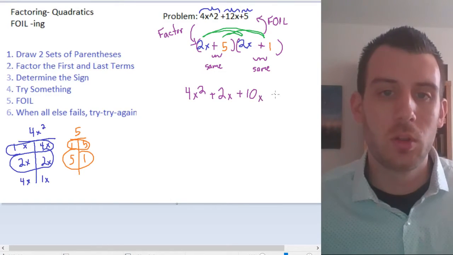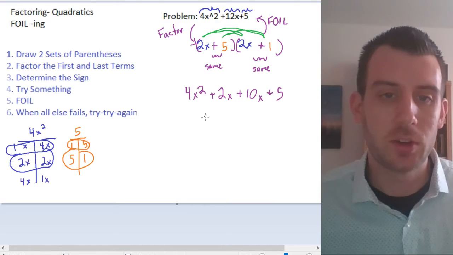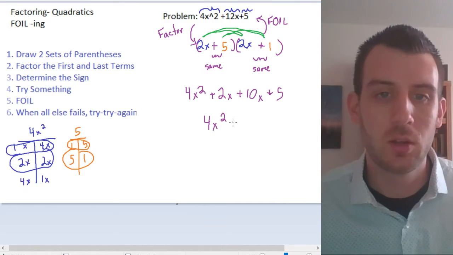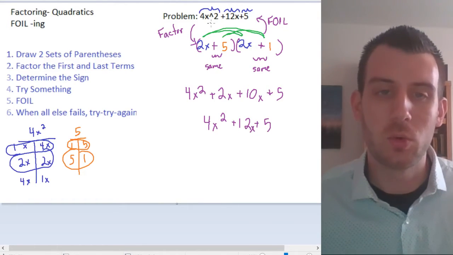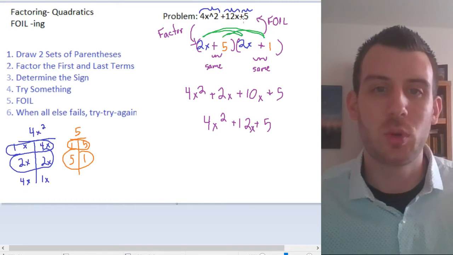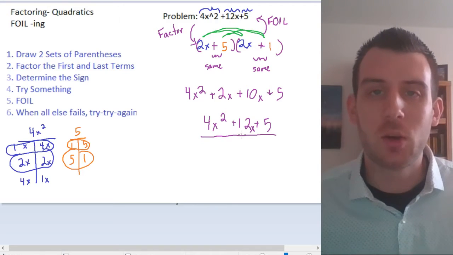So let's try this one out. I've just been FOILing, and then I get plus 5. Let's simplify this together. I get 4x squared plus 12x plus 12x plus 5. Hey, that's my original problem. 4x squared plus 12x plus 5. 4x squared plus 12x plus 5. Great. So now what am I going to submit to my teacher?